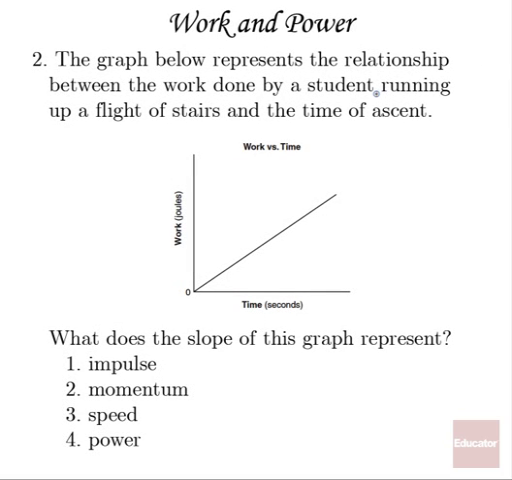Number 2, the graph below represents the relationship between the work done by a student running up a flight of stairs and the time of ascent. What does the slope represent? Well, slope is rise over run, and that's going to be in terms of work and time. And work divided by time, as you recall, is power. So that's going to be the power output of this student.